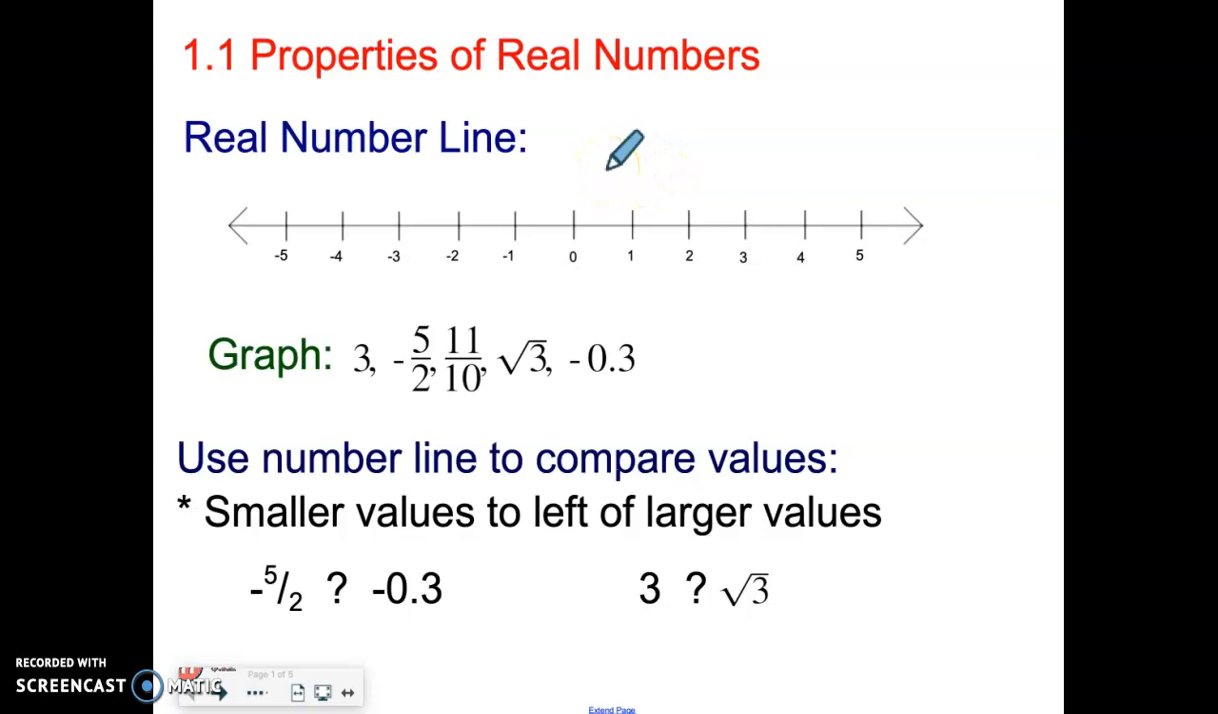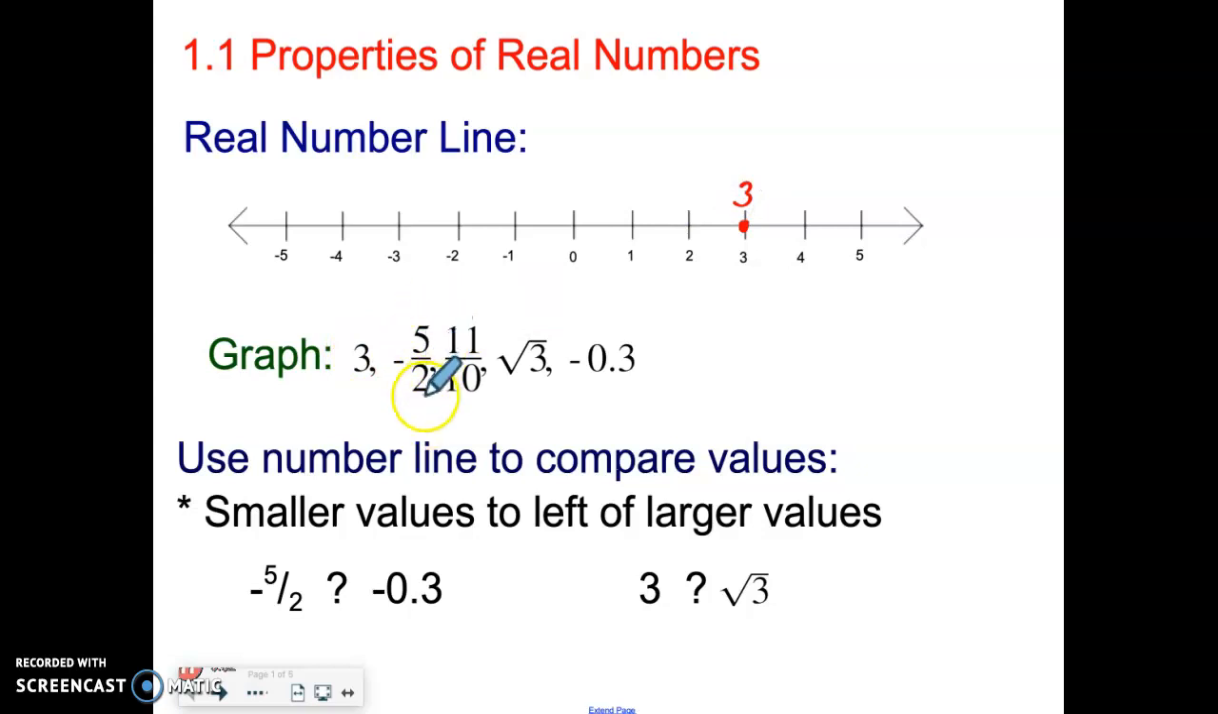And they're asking us to graph the following values: 3, -5/2, 11/10, square root of 3, and -0.3. So when we do that, we have to look and see at value, like where do these things sit. And I'm just going to go in line and actually just start to graph them. And start with 3. 3 is pretty easy because it's a whole number and it appears on our number line. So I'm going to go ahead and put a dot here and say that this is 3.